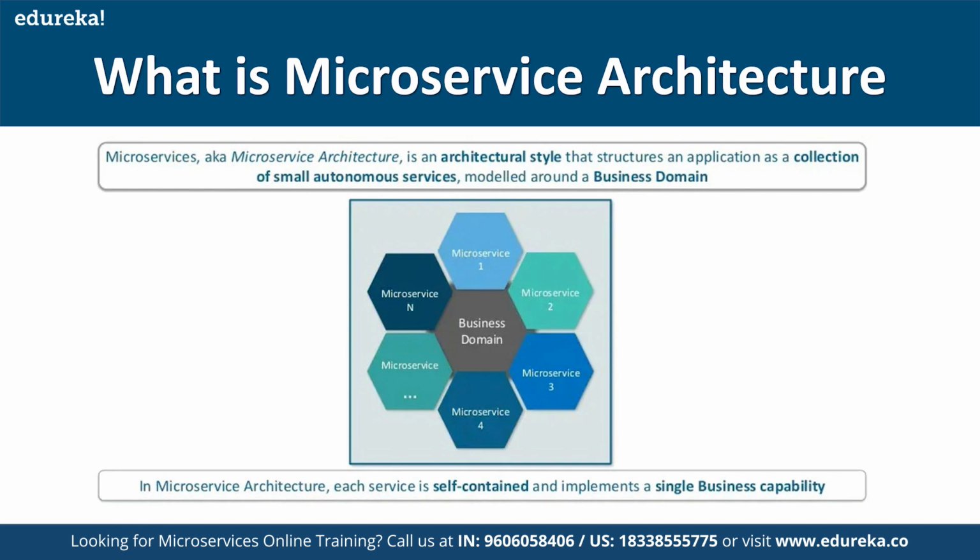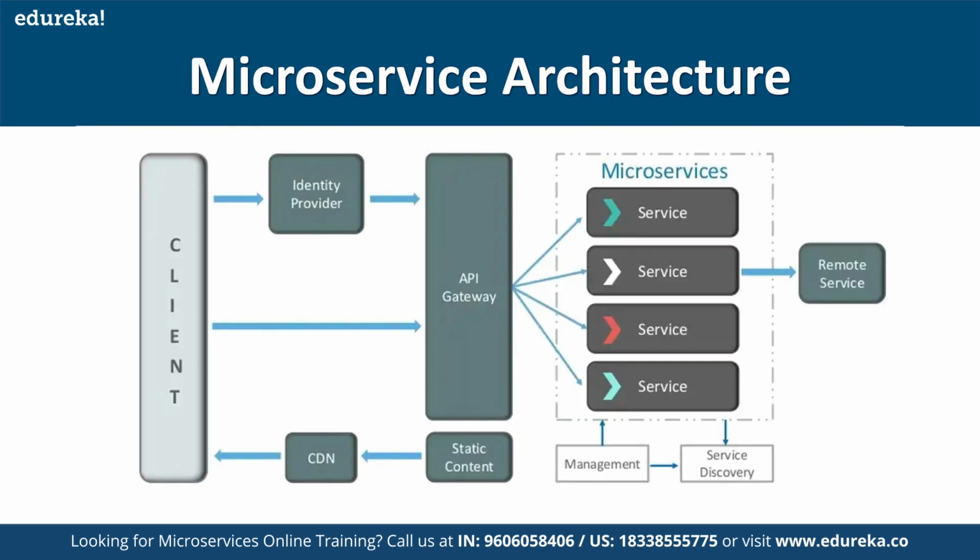Now we'll understand the microservice architecture in this particular diagram. When you see this diagram, we have a client, an identity provider, an API gateway, a CDN, static content management, and so on.